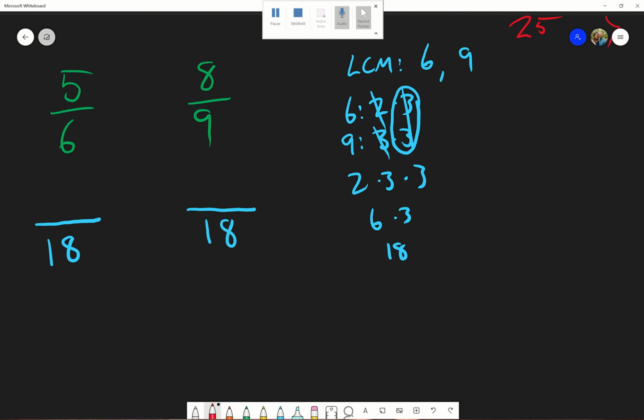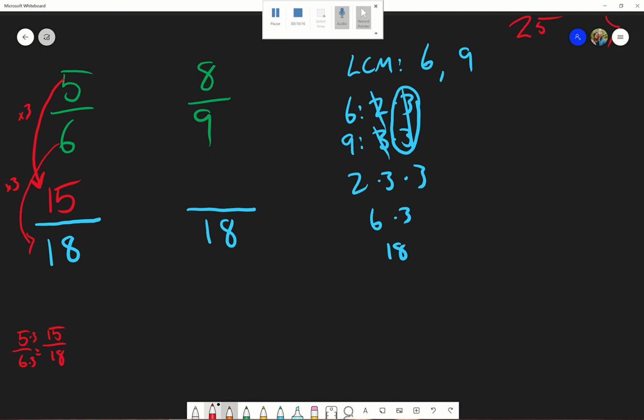All right. So if I said 6 times what is 18? 6 times 3 is 18. So I'm going to do 5 times 3 and that gives me 15. So 5/6 equals 15/18, because I multiplied by 3 on the top and bottom.